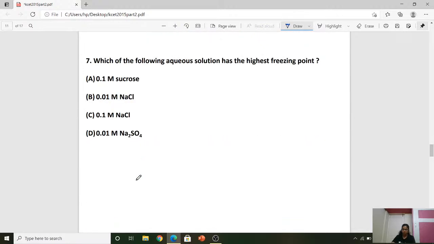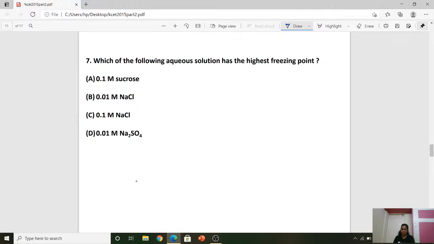Go to the next one. Which of the following aqueous solutions has the highest freezing point? 0.1 molar sucrose, 0.01 molar NaCl, 0.1 molar NaCl, 0.01 molar sodium sulfate. Okay. Which of the following aqueous solutions has the highest freezing point? It is not asked highest freezing point depression.